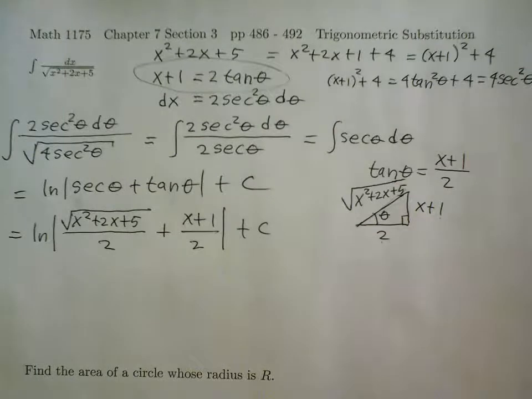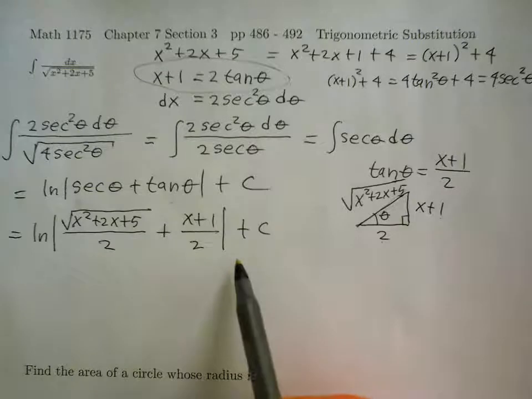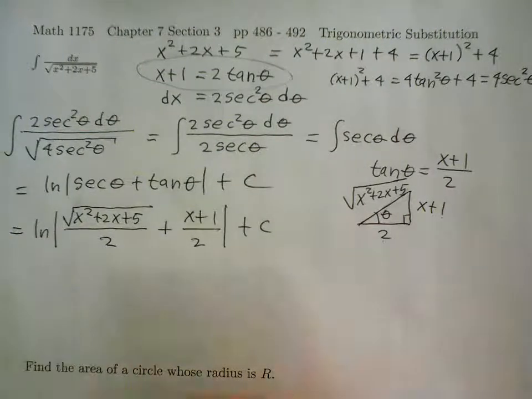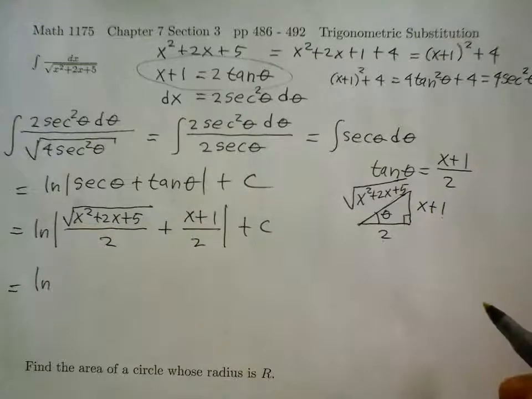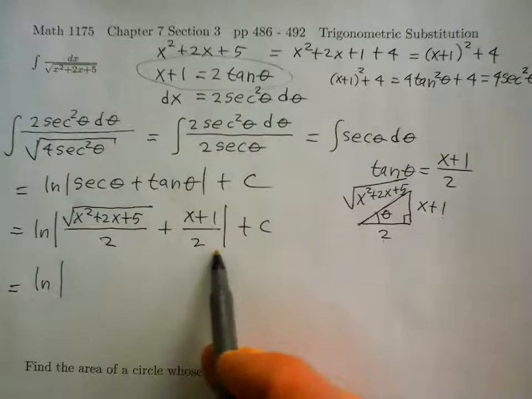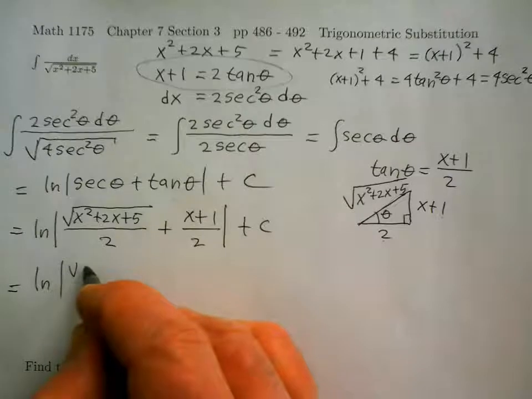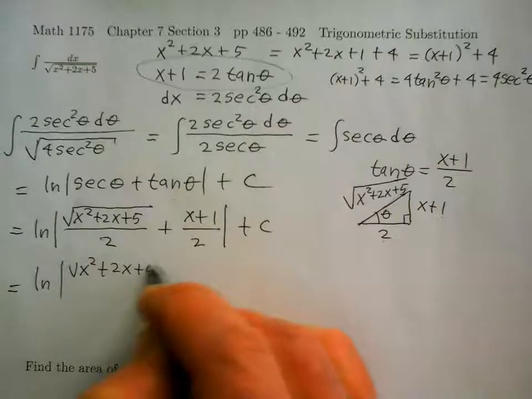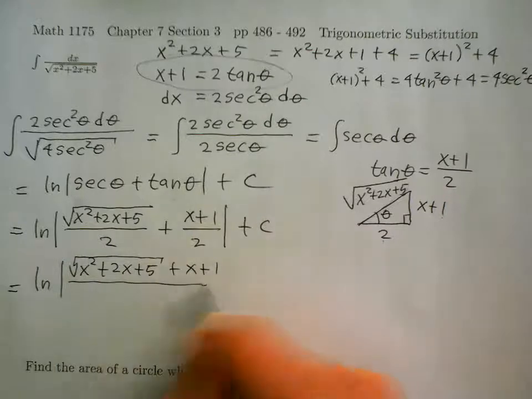I'll take it a little bit further just to illustrate. When you see the answers in the book, you might wonder what they're doing or why they give the answers that they give sometimes. So since the denominator of both rational expressions is 2, we can write a single rational expression in the numerator, the square root of x squared plus 2x plus 5 plus x plus 1 all over 2.